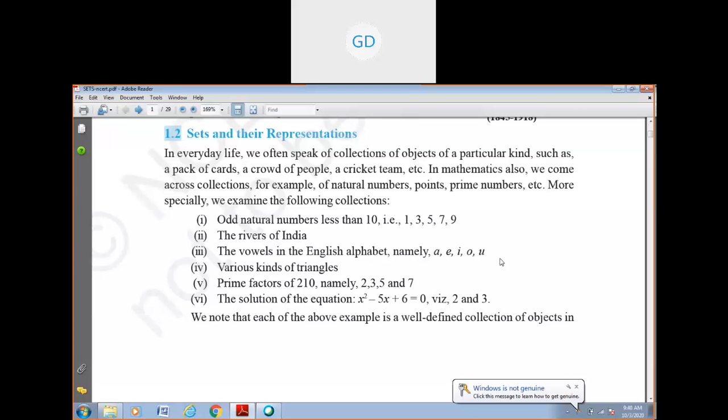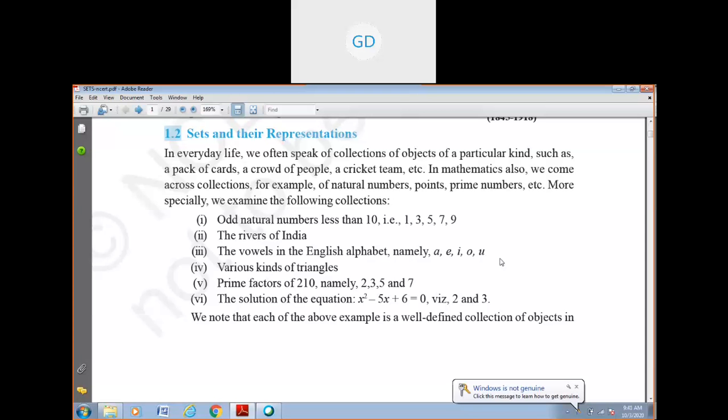Collection of dangerous animals on the planet. Which animal is dangerous? Who will decide it? At a certain moment, for certain people, a cockroach might be dangerous. Even then, a snake or tiger. So the dangerousness of an animal we cannot define properly, and that's why it's not a set.